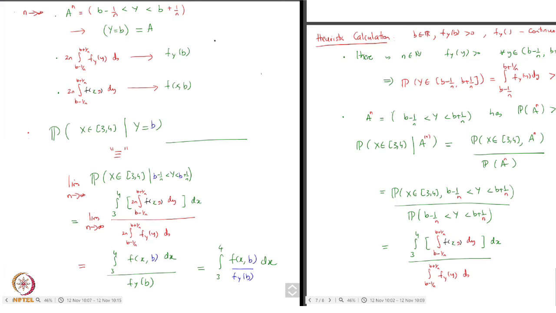This is kind of intuitively obvious, but these are things that you have to sort of understand. Once you do that, you're in business. Then you know that if you think of y equal to b as a limiting event, then you can define the conditional probability of x in (3, 4) given y equal to b by this expression. Very nice. Let me stop the view, go back.